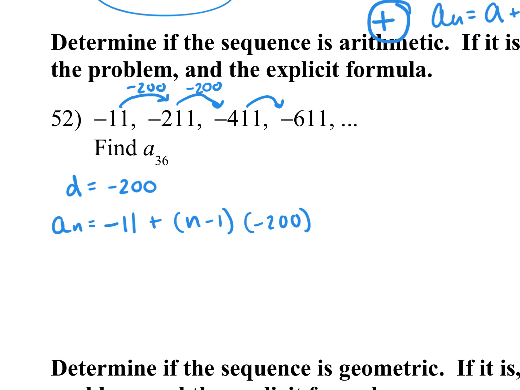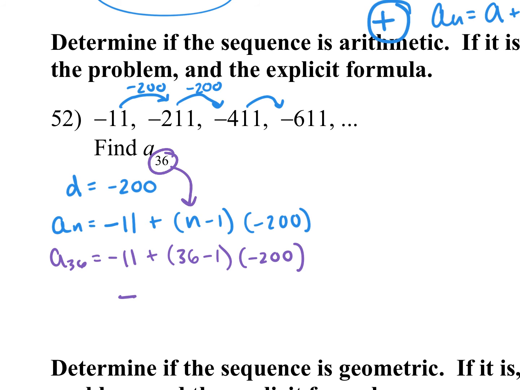And then to find the 36th term, we're going to plug in 36 into n. So our 36th term is equal to negative 11 plus 36 minus 1 times negative 200. Now we just put that in our calculator. So make sure you follow the order of operations. I have 36 minus 1, which is 35. So 35 times negative 200. And then minus 11. So this would be negative 7,011.